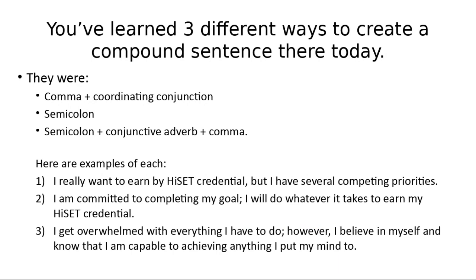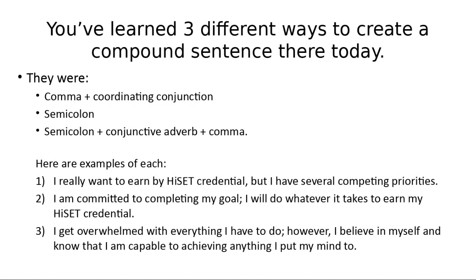So here we're just in review. Here were the 3 different ways that we talked about that you can create a compound sentence. They were the comma plus the coordinating conjunction, which we just gave several examples of. The semicolon in the middle of the 2 independent clauses, which we just gave one example of. And then we also talked about this third option where you kind of combine the 2 and you use a semicolon plus a conjunctive adverb plus a comma.